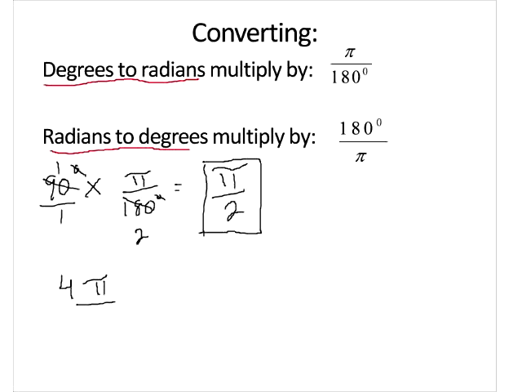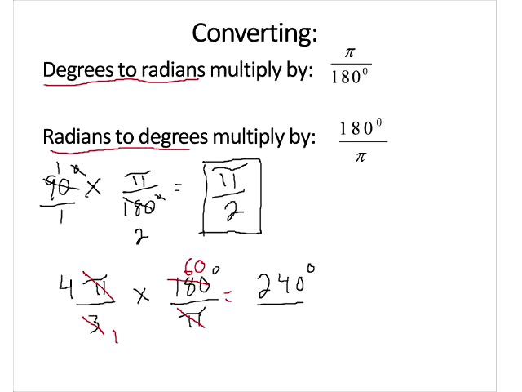Let's talk about 4 pi over 3 radians, and we'll convert that into degrees. So I'm going to multiply that one by 180 degrees over pi. And again, the pi's will cancel. 3 goes into 3 one time, and 3 goes into 180 sixty times, which will give you, multiplying straight across, 4 times 60 is 240 degrees over just a 1, so that's just 240 degrees. There we go. Converted from radians to degrees.